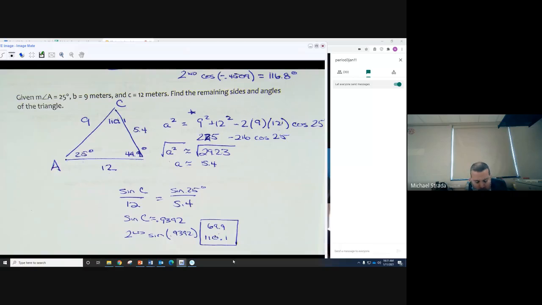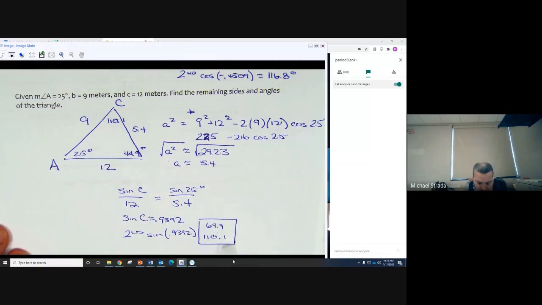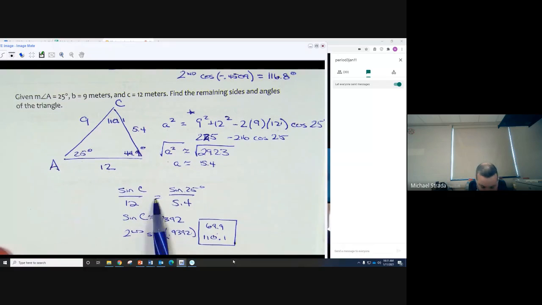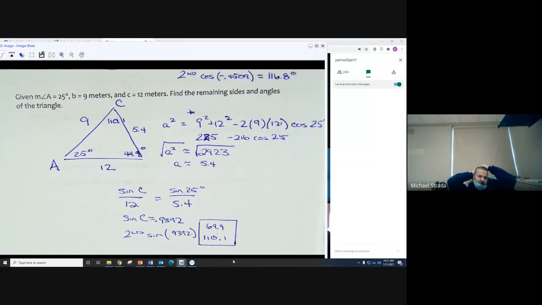So again, you're going to use the law of sines to find the possible angles and then see which one works. All right. If you pick the biggest side to work with law of sines, you know it's got to be the biggest angle, and that may be beneficial for you in order to problem solve.